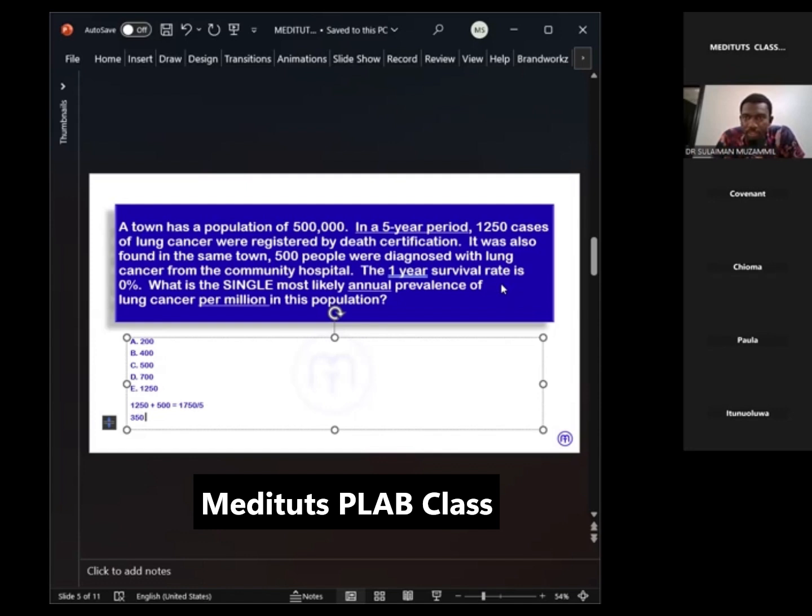Doctors, I hope everybody is following so far. Yes. So what is this 350? What number does this represent? The annual prevalence, not just the death, because remember we added deaths plus newly diagnosed people. So this is the annual prevalence.